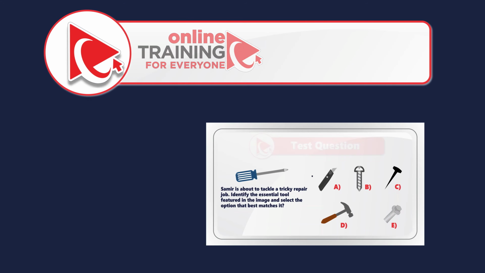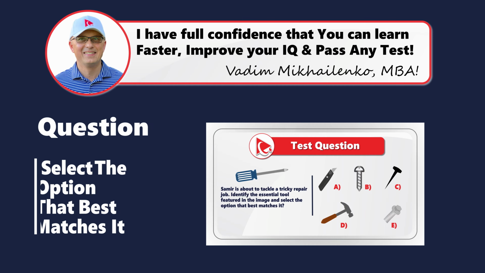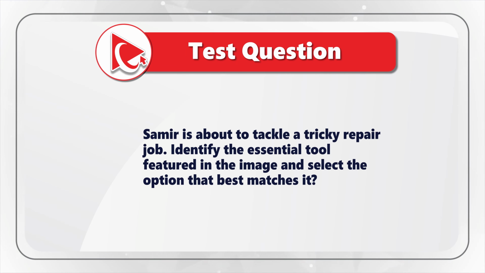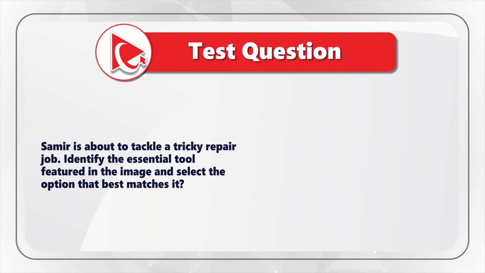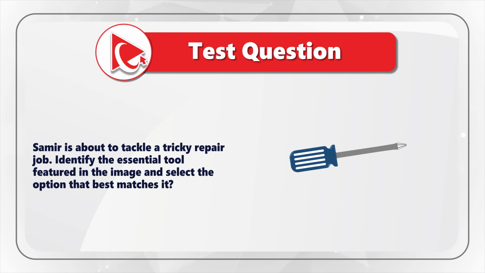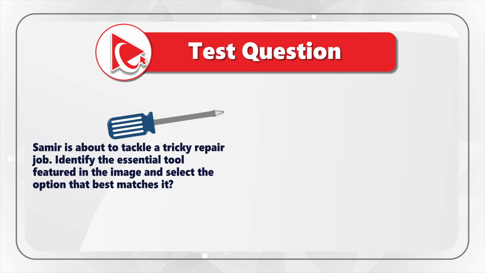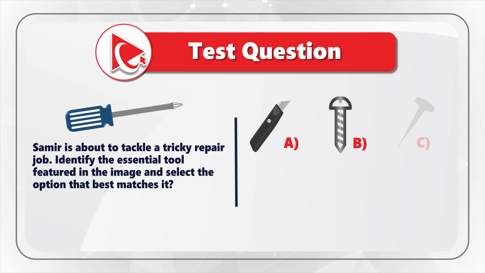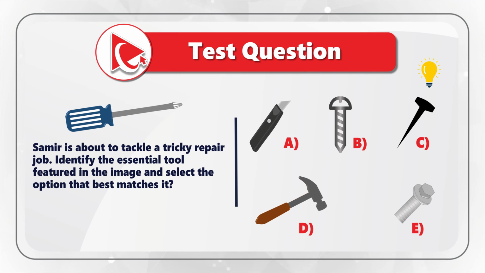Here's a very interesting question where you need to demonstrate your knowledge of tools and their uses. Samir is about to tackle a tricky repair job. You need to identify the essential tool featured in the image and select the option that best matches it. You're presented with 5 choices. Choices A, B, C, D, E. Take a close look to see if you can come up with the answer.